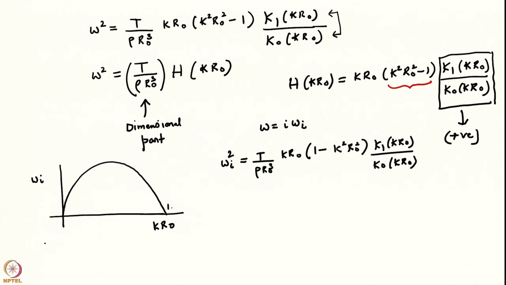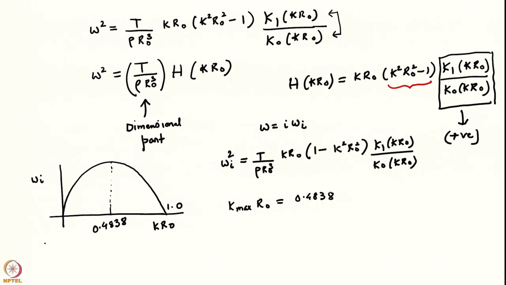Once again it will hit the x axis at 1, and the maximum growth rate will be about 0.4838. So k r 0, or rather the mode which grows the fastest, k max into r 0 is equal to 0.4838. So you can see that whether we have a denser fluid inside or a denser fluid outside, or a solid inside, it makes no difference to the criterion of instability. It makes a difference only to the growth rates of the fastest growing mode.